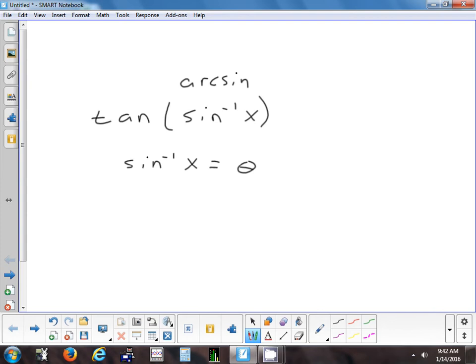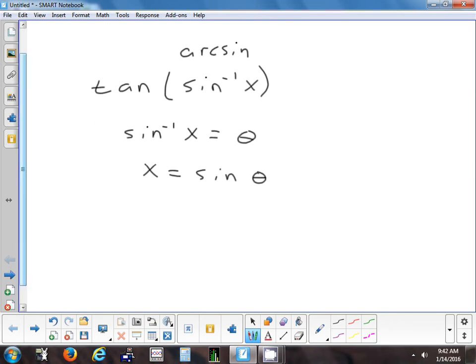And we know that when we use inverse trig, the answer is going to be an angle. So I'm just going to say inverse sine of x equals theta. And then I'm going to rewrite that by taking the sine of each side, and I get x equals sine theta. Now from here, what I want to do is draw my right triangle diagram. I know that sine is opposite over hypotenuse, so I'm going to let the side opposite be x and let the hypotenuse be 1.